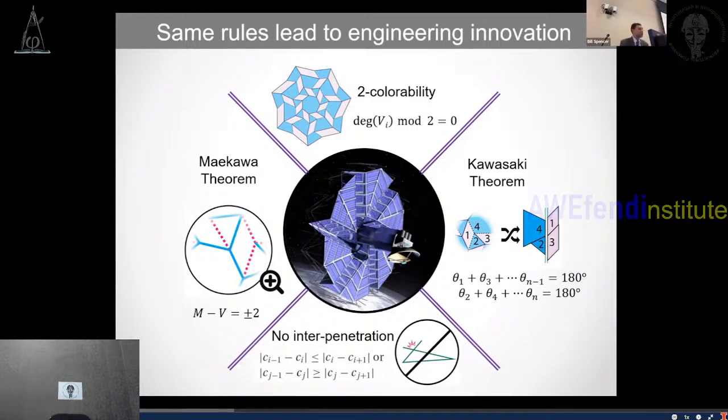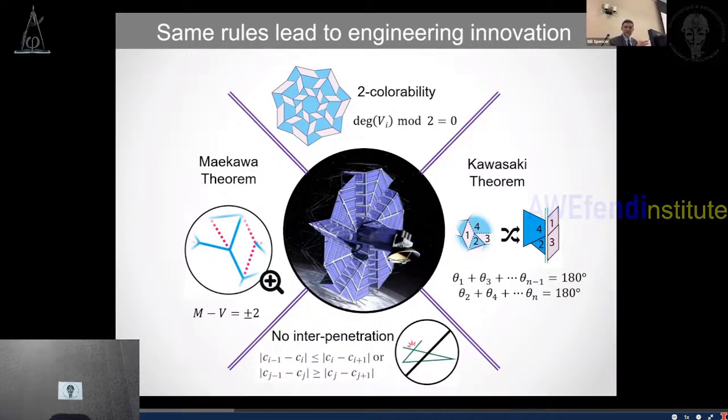This is the Maekawa theorem. What the theorem says is that if you choose a vertex anywhere, and if this is to be flat foldable, for example, you can fold this as many times as you wish. It's guaranteed by the Maekawa theorem that when you look at this, the difference between mountains and valleys has to be 2, no more, no less, 2, and only 2.